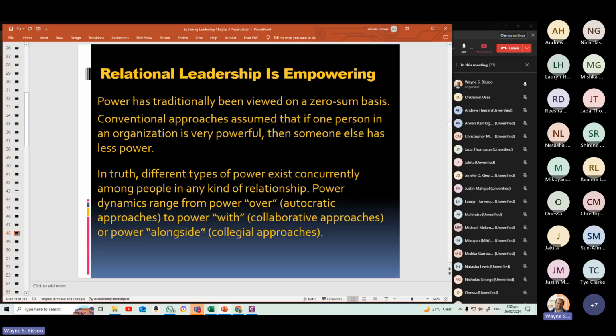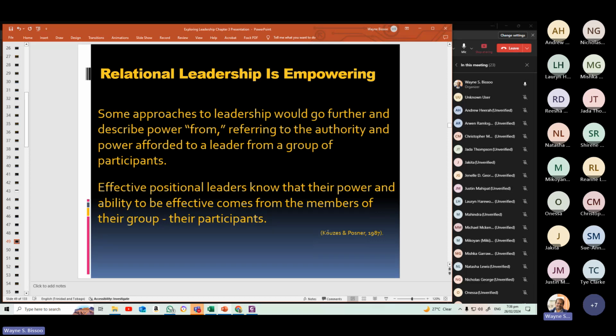Power is not lost when you give over to other people. In fact, your power increases, and we'll see that in a little bit. Now, power dynamics range from power over, which is the autocratic, to power with, which is collaborative approaches, to power alongside, where we're dealing with collegial approaches or colleagues in an organization. So you have the over, the with, the alongside. You improve or increase your power if you utilize more collaborative and collegial approaches. Power over is the "I'm in charge" kind of situation, but there are different things that you're going to take from that.